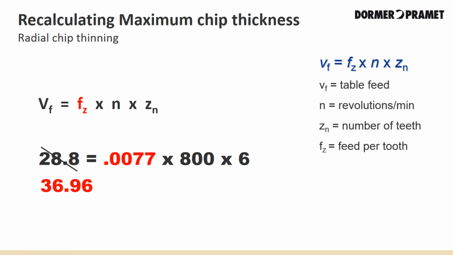So our new table feed is calculated using feed per tooth. It is important to consider the chip thickness before deciding the feed per tooth to optimize, as I said, the process. Because we took advantage of the radial immersion, we were able to increase our feed rate to 36.96 from 28.8.